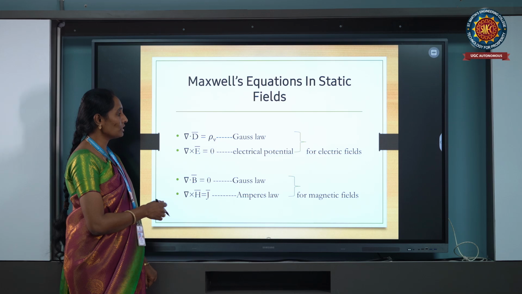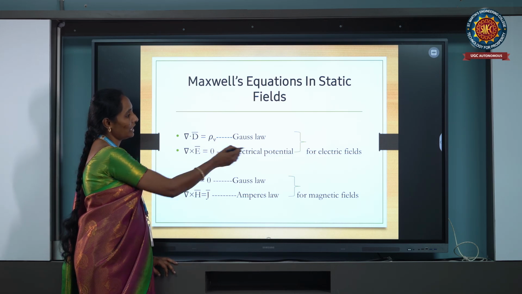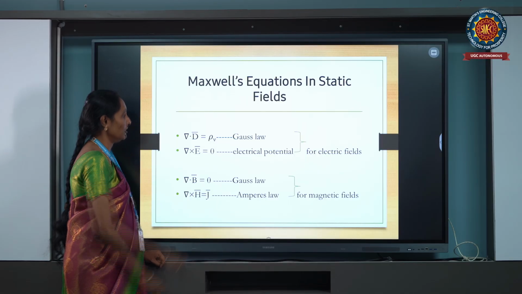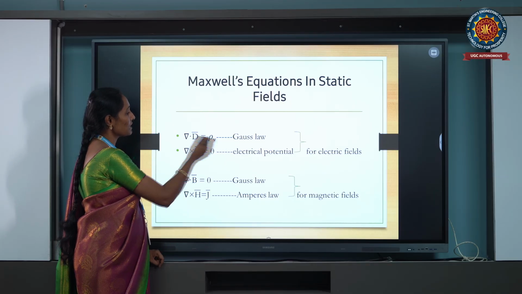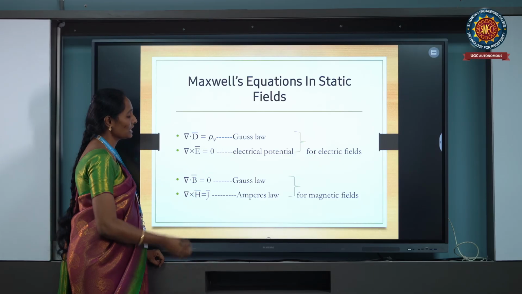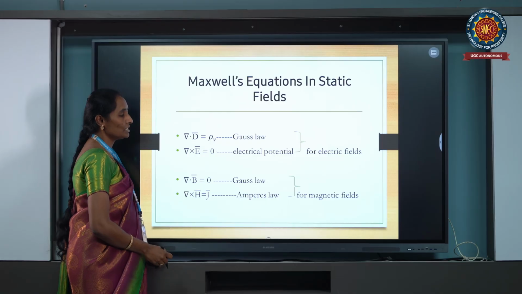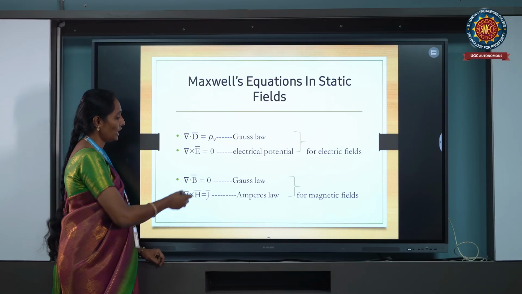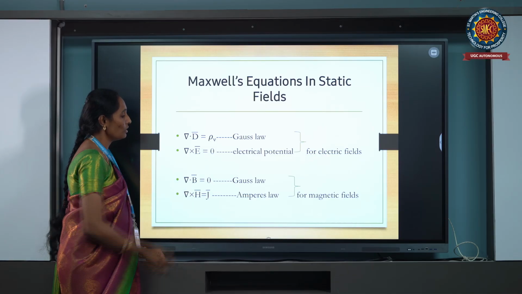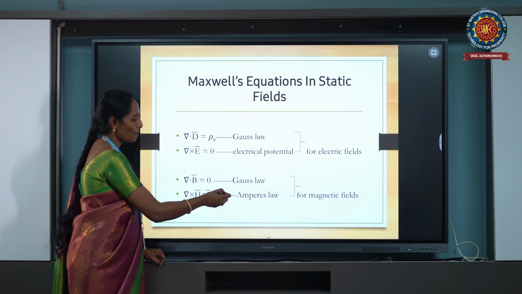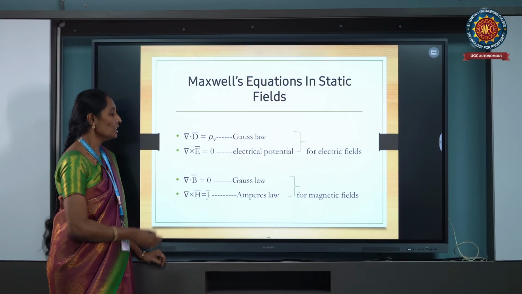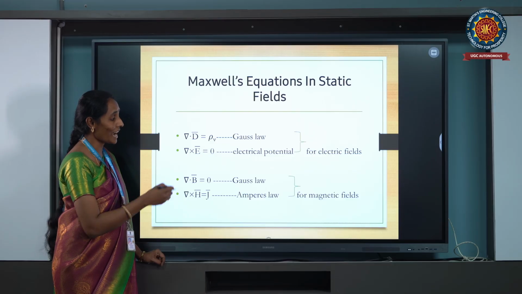These are the four Maxwell's equations. The first two are derived from the electrical field and the remaining two are derived from the magnetic field. The first Maxwell equation is derived from Gauss law, that is del dot D bar is equal to rho V. The next is derived from the electrical potential, that is del cross E bar is equal to 0. Of the remaining two, one is from Gauss law for magnetism, that is del dot B bar is equal to 0, and the other is derived from Ampere's circuital law, that is del cross H bar is equal to J bar. These are the four Maxwell equations in static condition.